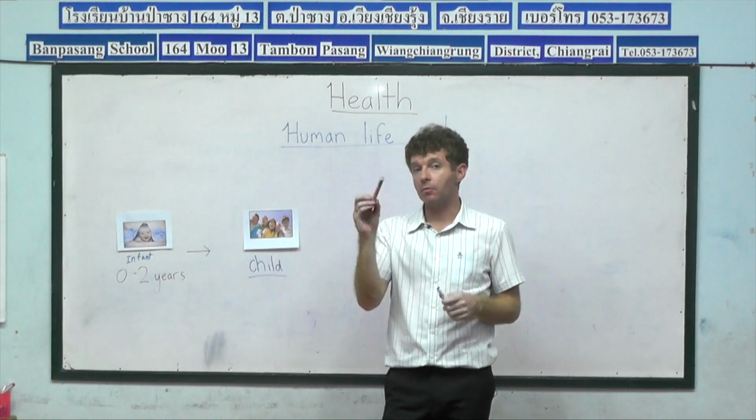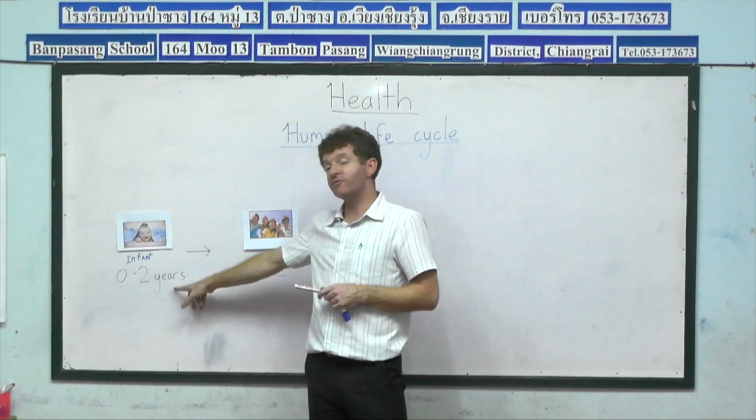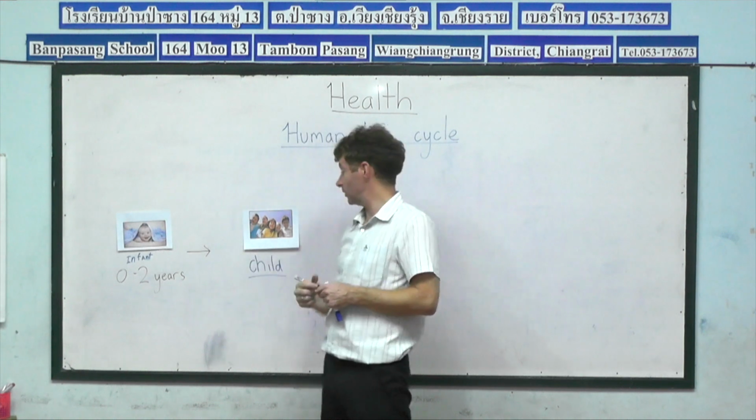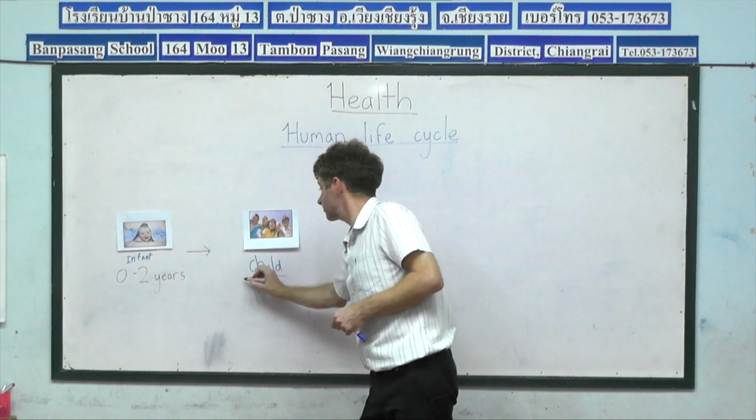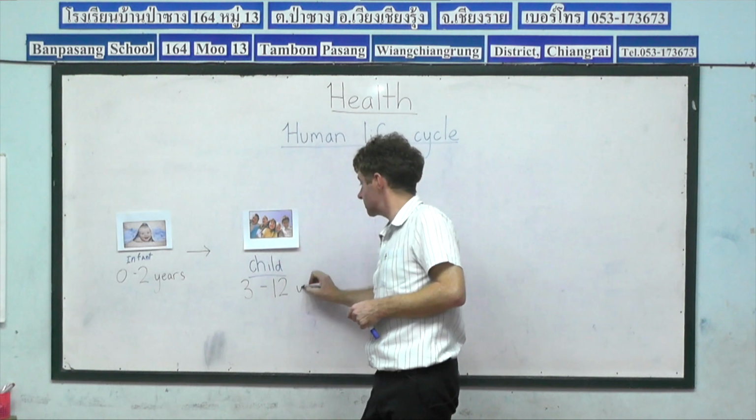Okay, so now we've reached the stage of our life when we're a child. So infant is 0 to 2 years, child is around 3 to 12 years.